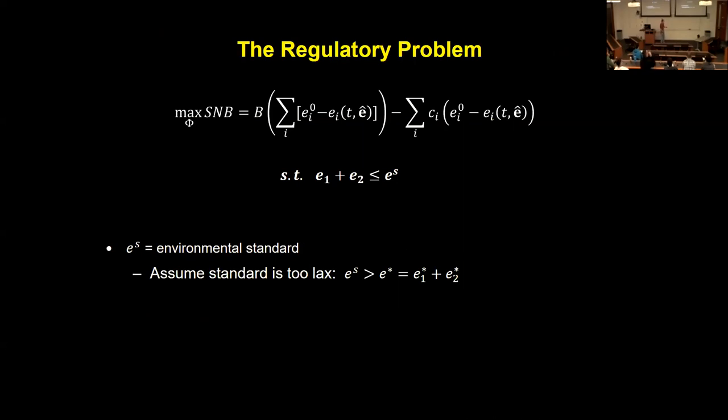Now let's look at the regulatory problem. So we have social net benefits as our benefits of abatement minus our costs of abatement. And I'm going to maximize this subject to an environmental standard. So suppose the government has gone out and they've already said, here's the standard, right? E1 plus E2 is less than or equal to some standard. This thing has been set exogenously. It's not optimal, not first best. And we're going to assume the standard is too lax, that it's going to be greater than the efficient value of the sum of emissions.